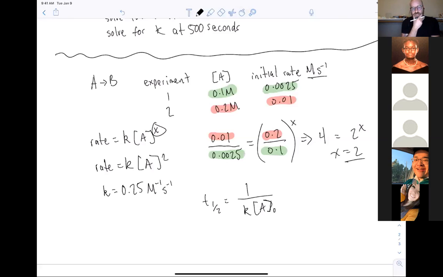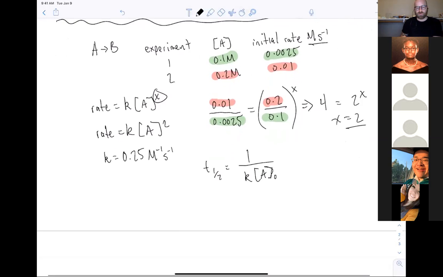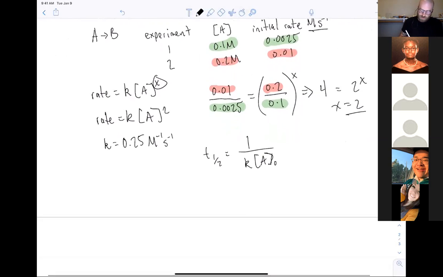So we want to know the time. I think what they're asking for is the time at which, this is part of the question I don't like, but I think what they're asking for is the time at which the concentration of A is cut in half. So we just want to say t sub 1/2 is equal to 1 divided by k.